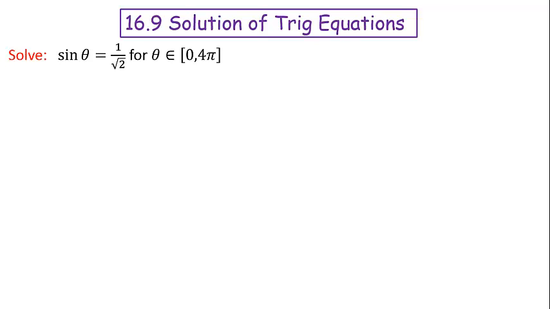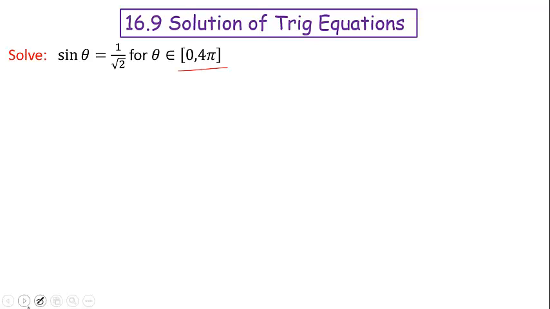Okay, we're going to take a look at how we solve trig equations in this video. So here we've got: solve sine of theta is equal to 1 over root 2 for theta equals 0 to 4 pi. So you're always going to be given an interval to solve for theta, and you're going to have more than one solution for theta within that interval.